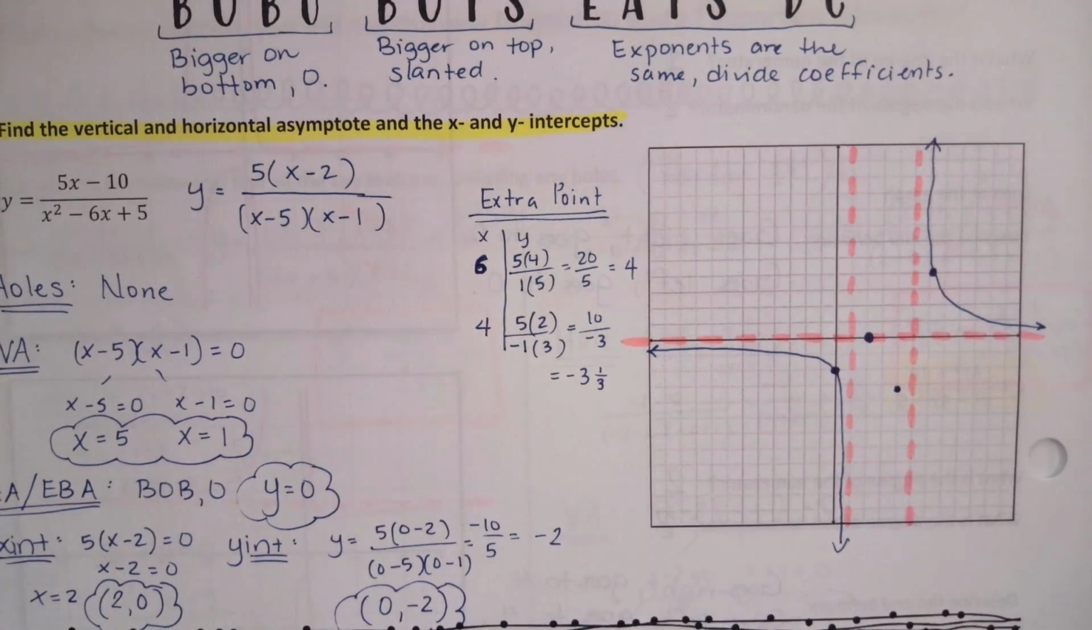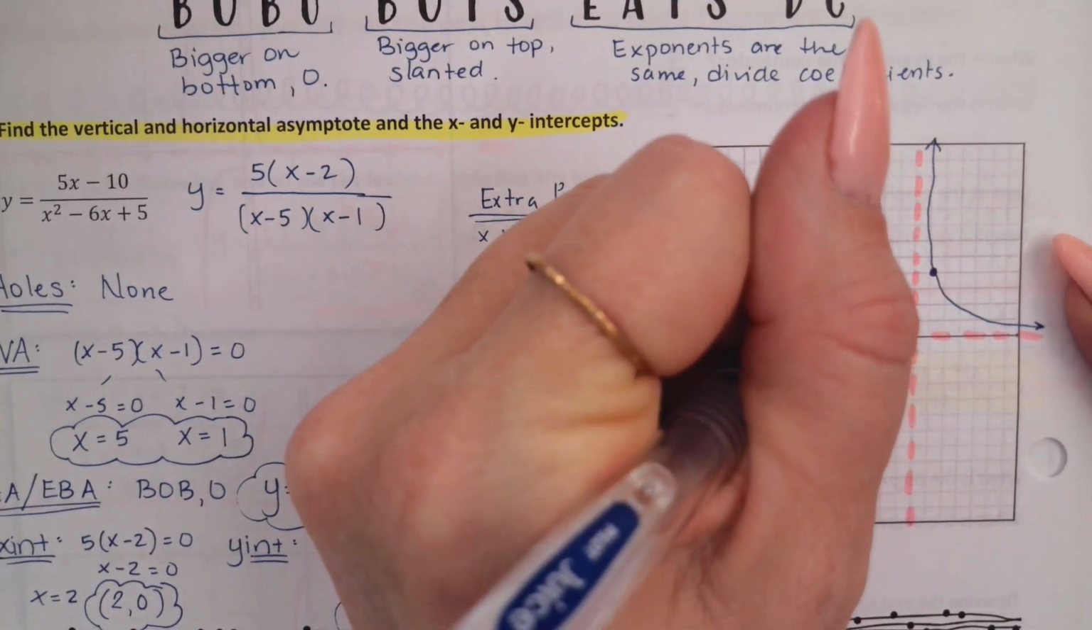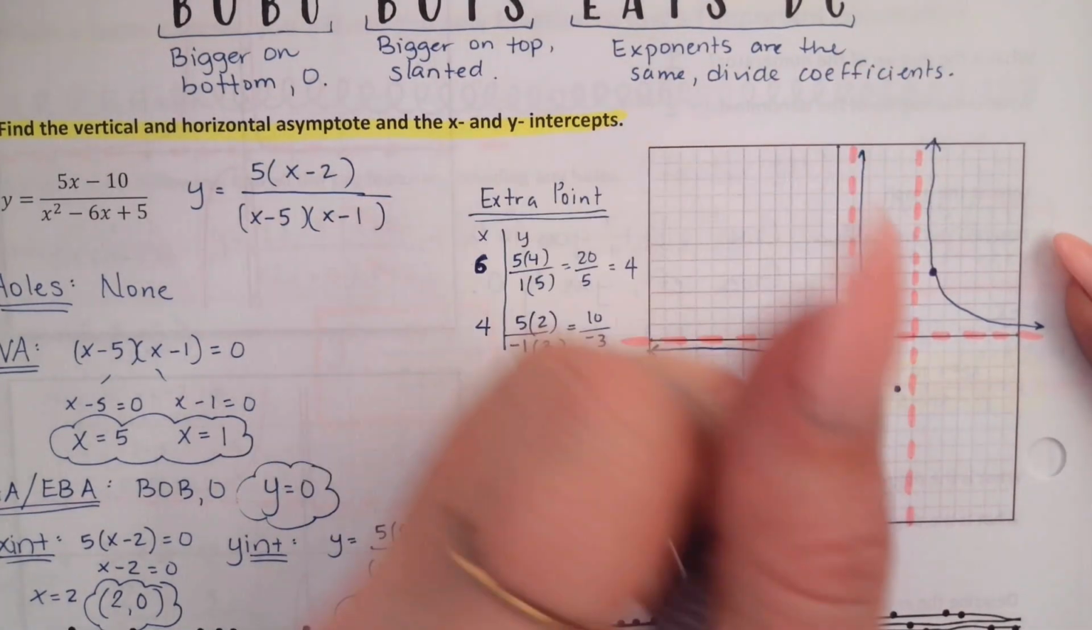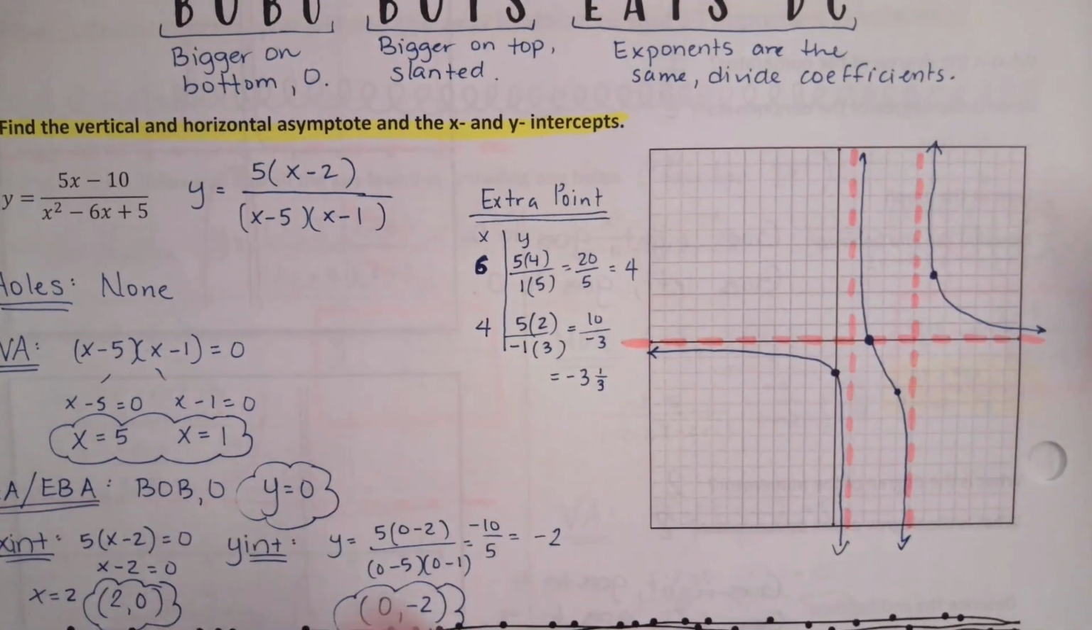So this gives me an idea of what the snake should look like. It's going to go up and not be allowed to cross that vertical asymptote. As it goes down, it's going to snake and just not be allowed to cross that vertical asymptote going downwards.